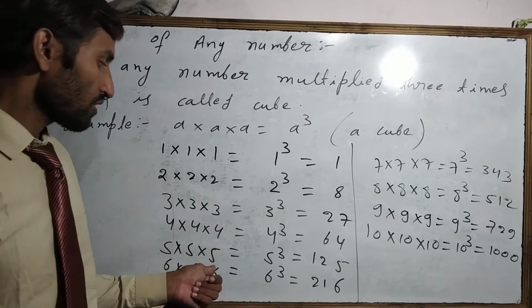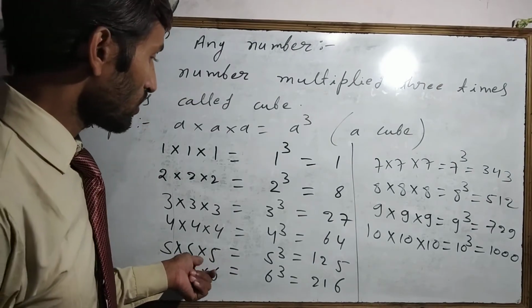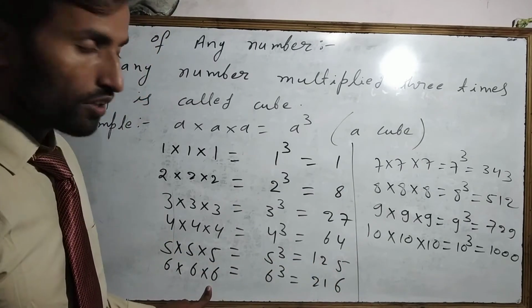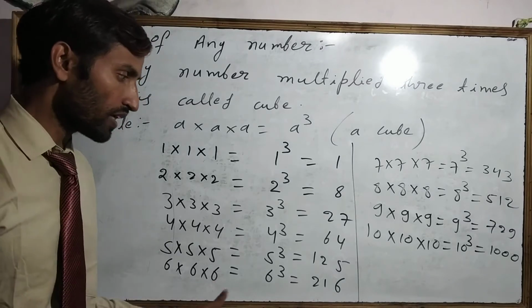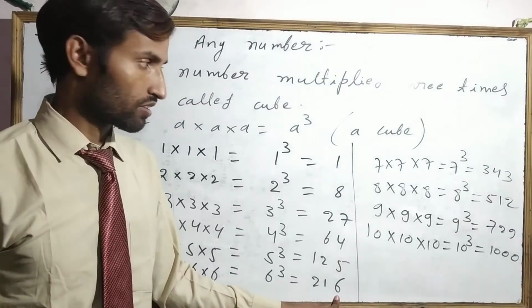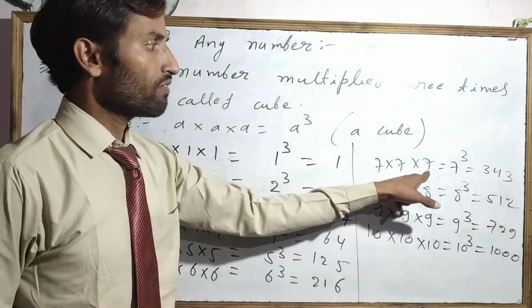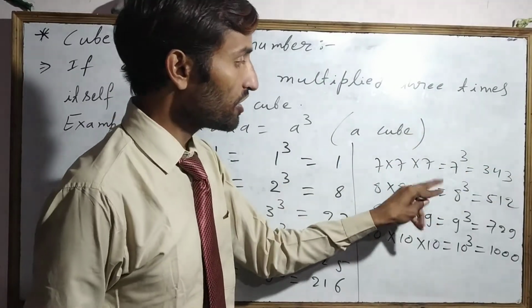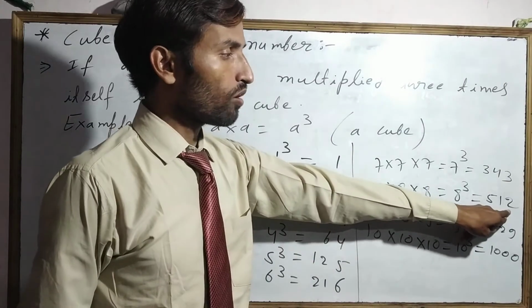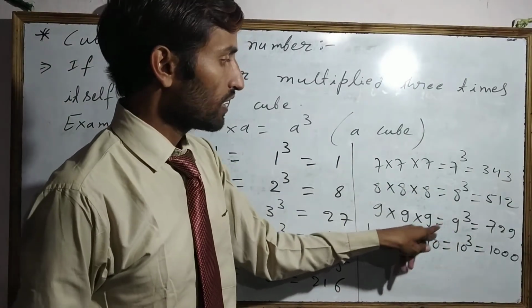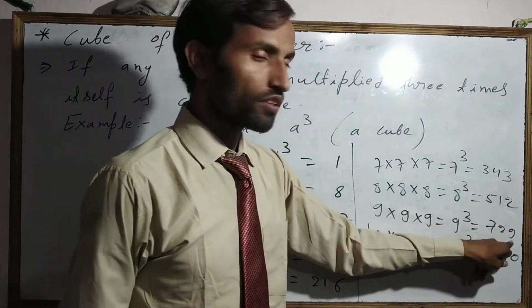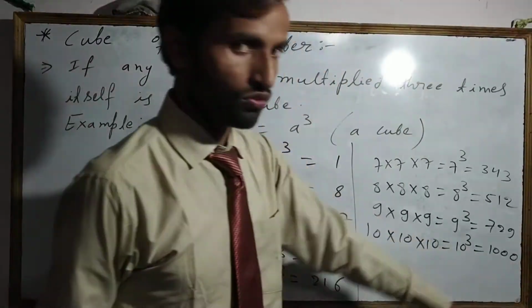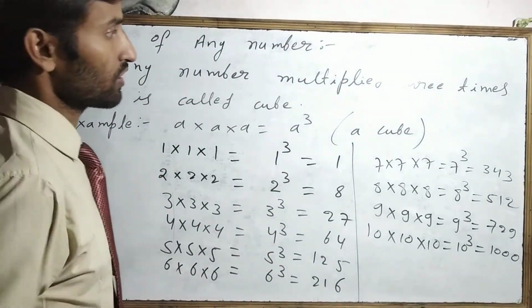Now if any number has unit digit 5, then the unit digit of its cube will be 5. If any number has unit digit 6, then the unit digit of its cube is 6. If any number has unit digit 7, then the cube ends with 3. If the unit digit is 8, then the cube ends with 2. If the unit digit is 9, then the cube ends with 9. If the unit digit is 0, then the unit digit of the cube is 0. Okay, so these are the shortcut methods.